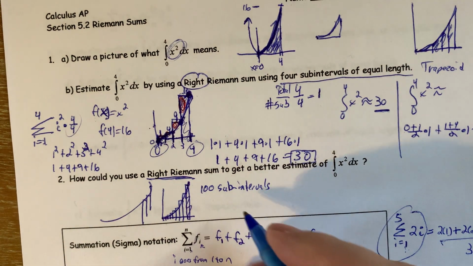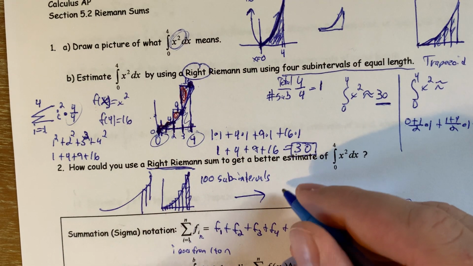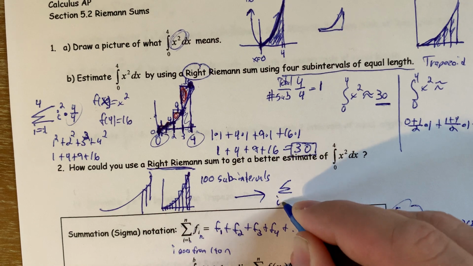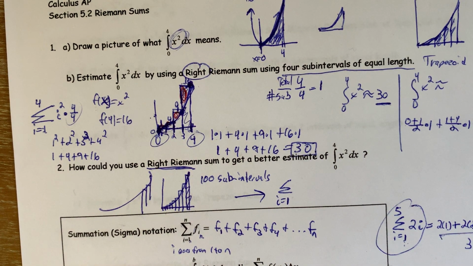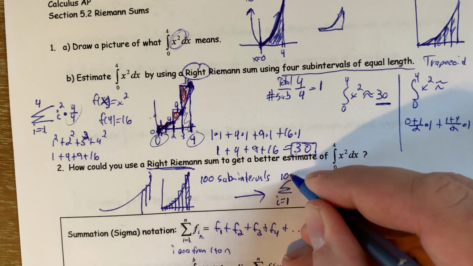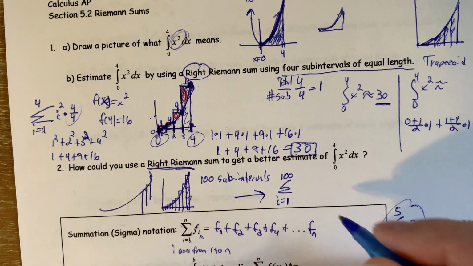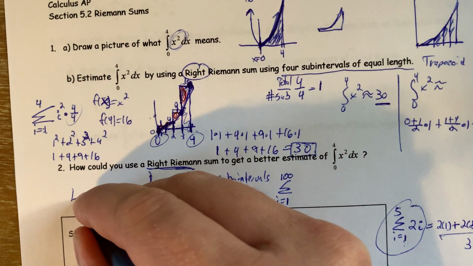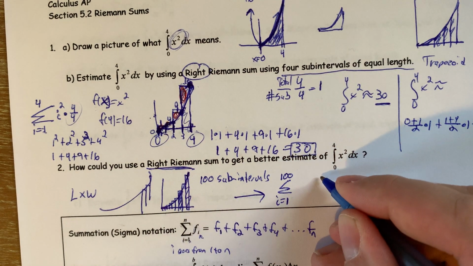But it's going to be super useful for doing it when we have like 100. So we're going to have 100 rectangles. We're going to add up 100 rectangles. We're going to start from i equals 1, and we're going to go to what? We're going to go to 100. Now, we're adding up the area of these rectangles, and rectangles are length times width. And so let's start with the width.